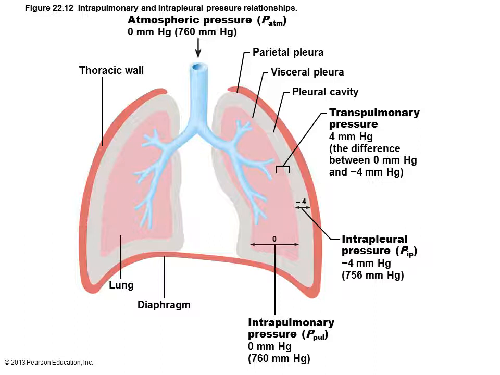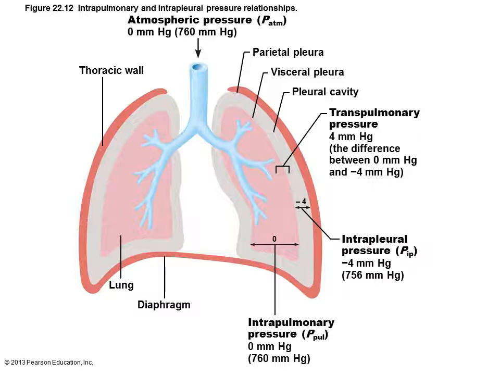Intrapulmonary pressure is the pressure in the alveoli, and it fluctuates with breathing and always eventually equalizes with atmospheric pressure. Intrapleural pressure is the pressure in the pleural cavity, and it fluctuates with breathing and is always negative. Negative intrapleural pressure is caused by opposing forces.